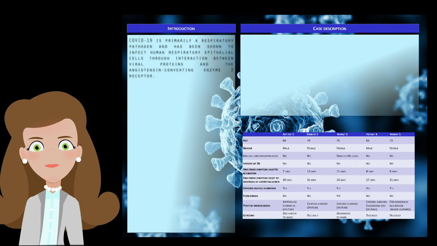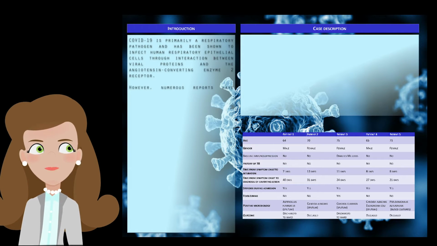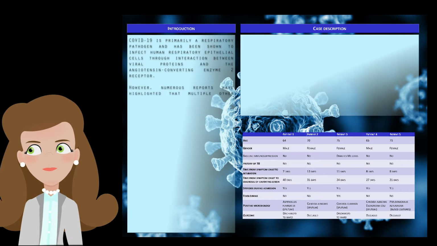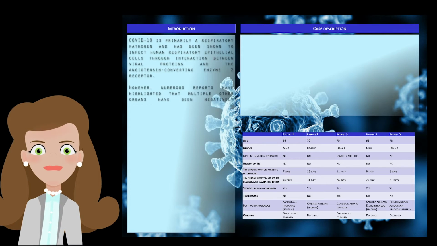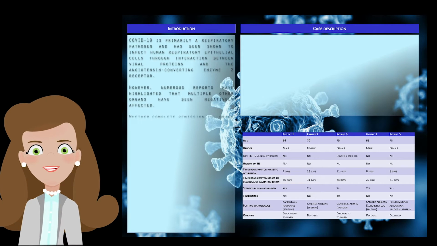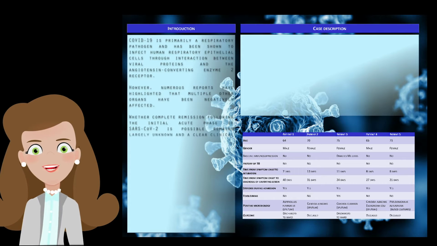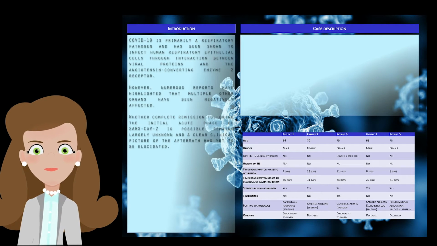This receptor is also present on the surface of vascular endothelial cells located in the heart, kidneys, liver, and other tissues. However, since COVID-19 was first described in 2019, numerous reports have highlighted that multiple other organs have been negatively affected. Whether complete remission following the initial acute phase of SARS-CoV-2 is possible remains largely unknown, and a clear clinical picture of the aftermath has yet to be elucidated.